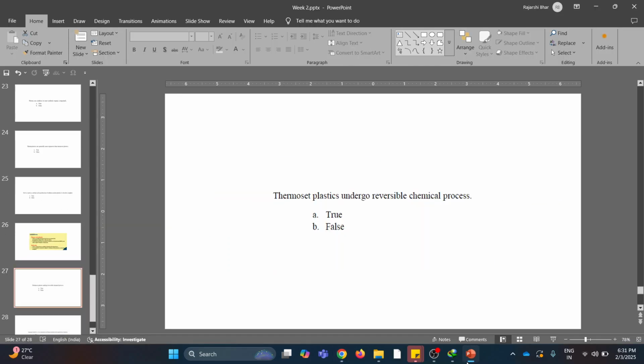Okay, so now thermoset plastics undergo reversible chemical process. So whether this is true or false.